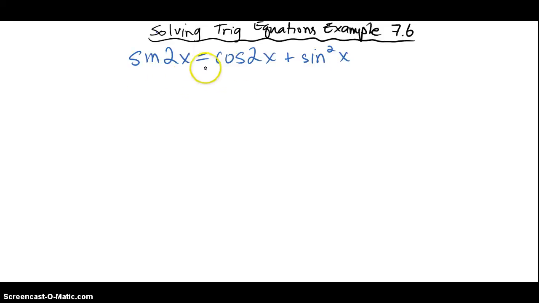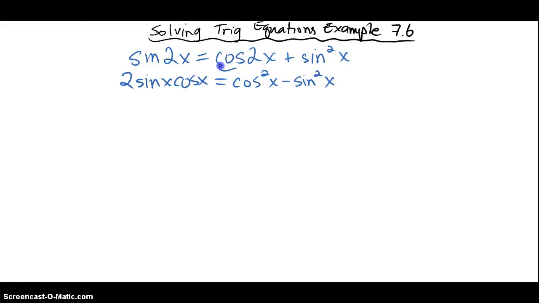Hi, this is Mr. Cardoso, and in this example we are just going to look at solving this trig equation here. It's a quadratic trigonometric equation, and we have sine 2x, which can be written as 2 sine x cos x, and cos 2x can be written in a number of ways, but notice that we have a sine squared x here, so it's actually helpful to write this as cos squared of x minus sine squared of x.